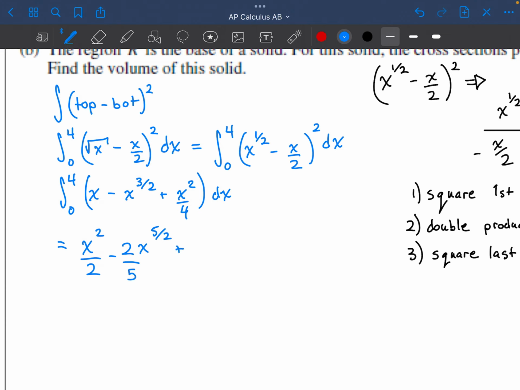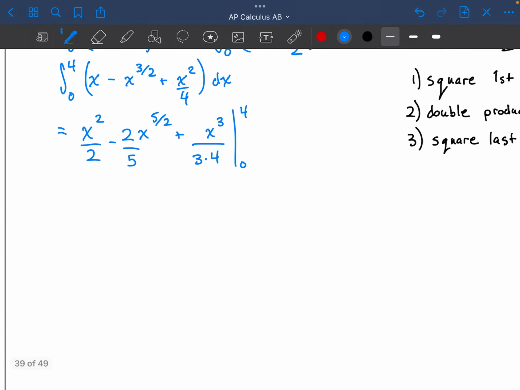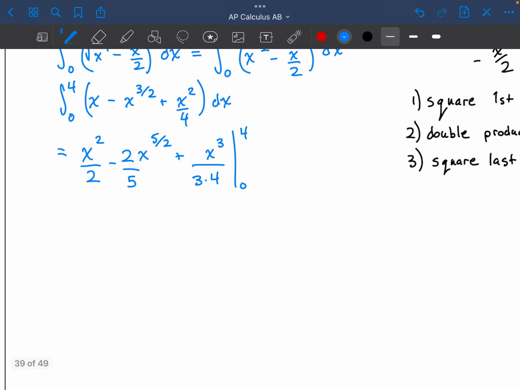And then finally, I'm going to add x to the power of 3, and then I'm going to divide down by that 3, so I have divide by 3 times 4. Okay, and that's going to be evaluation bar between 0 and 4. I think I'll have enough room down here at the bottom. There's a ton of white space down here. That's what happens when you zoom in so far, right?